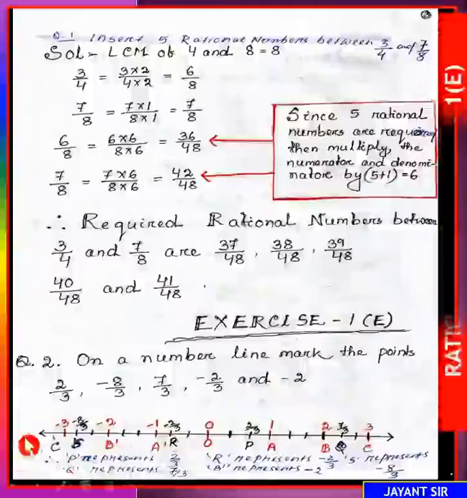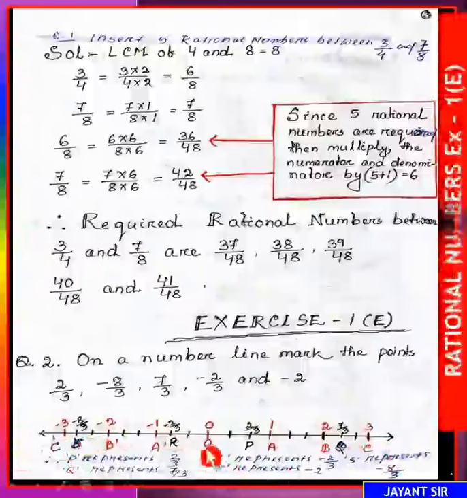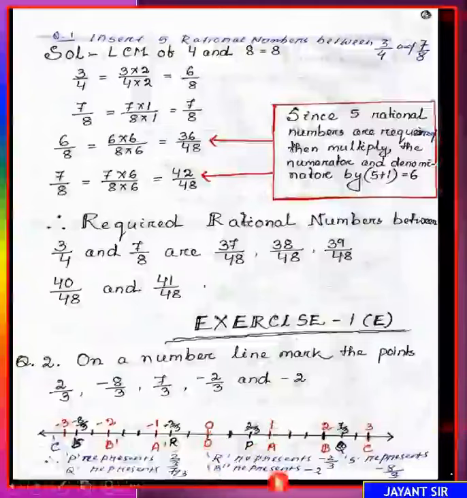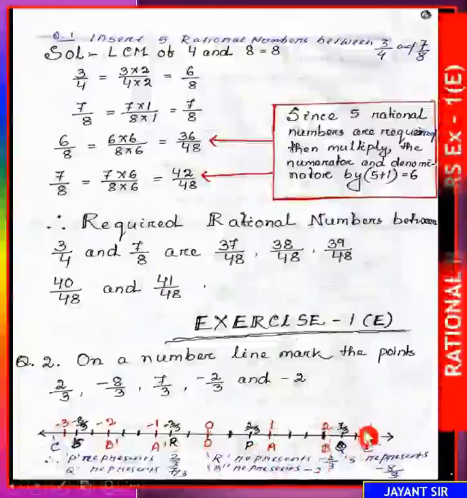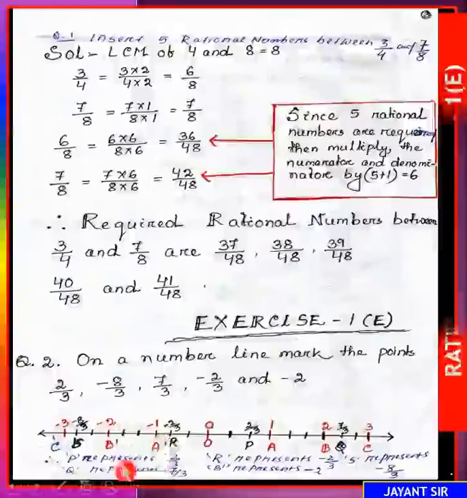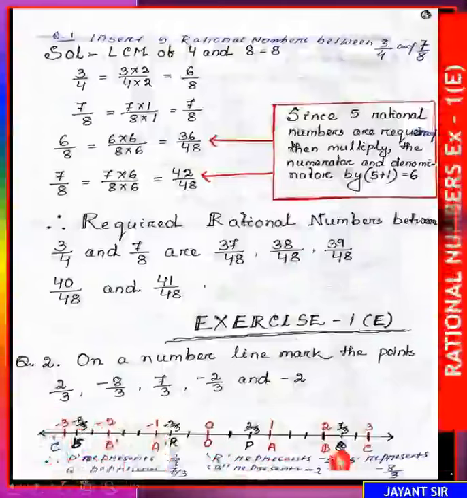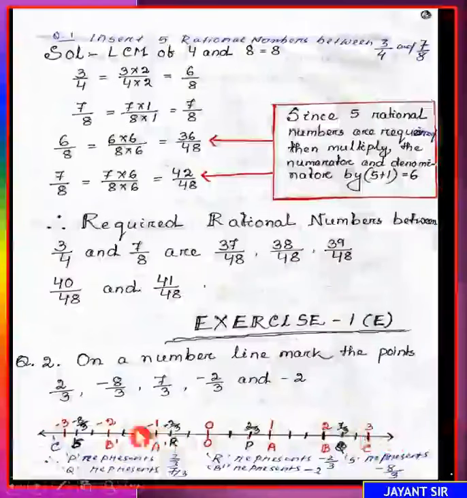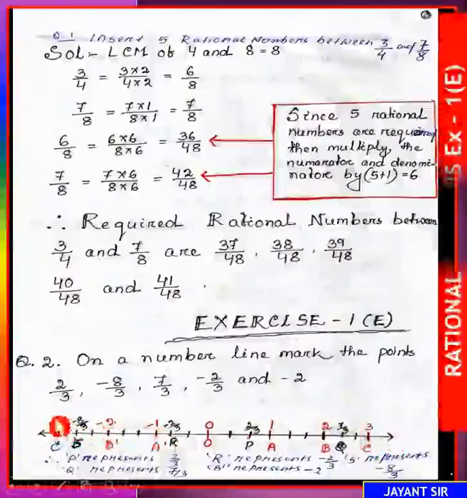I have taken a line of suitable length, and in the middle I give the point O, which represents 0. Now A, B, C, and on the other side A dash, B dash, C dash. Each is taken as an equal interval, and I have written 1, 2, 3, minus 1, minus 2, minus 3.